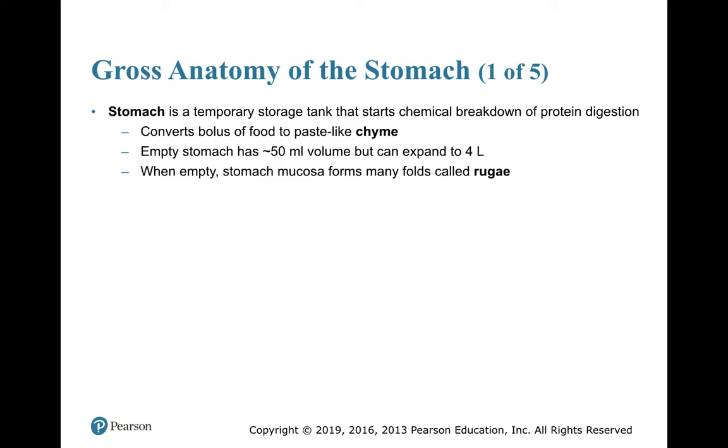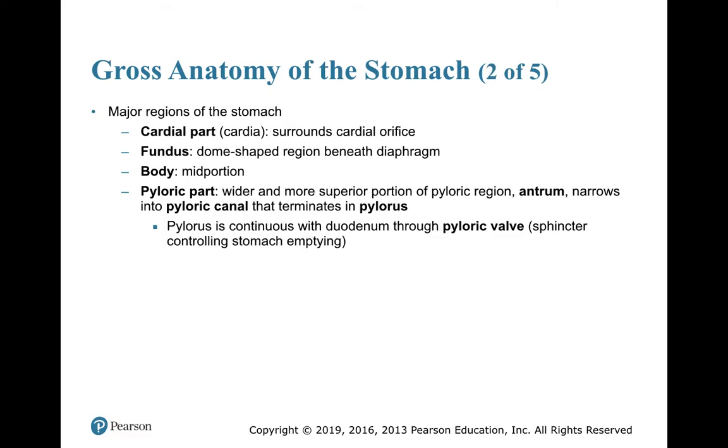When it's empty, there are rough edges on it called folds that are called rugae. It's divided into 4 basic parts: the cardiac part, or cardia, which surrounds the cardial orifice; a fundus, which is a dome-shaped region just beneath the diaphragm. The body would be the mid portion, and the pyloric part, the other end, is wider, more superior in portion of the pyloric region, the antrum, into the pyloric canal that terminates in the pylorus, and there's a sphincter there, which is continuous with the duodenum. The pyloric valve, or pyloric sphincter, is going to control the emptying of the stomach.